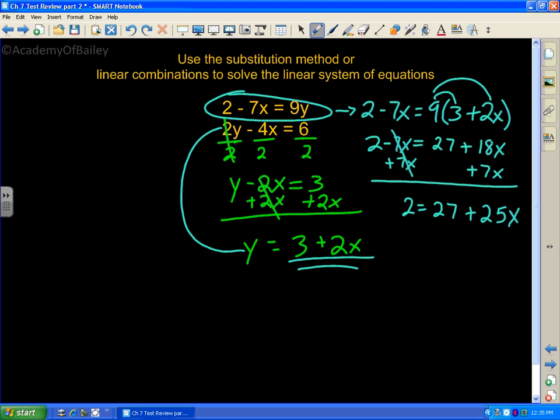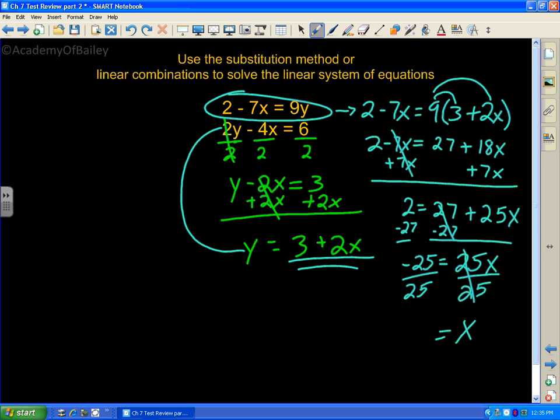And then how do we get x by itself? We have to subtract 27 from both sides of the equal sign. So negative 25 is equal to 25x. And divide both sides by 25. So therefore, x should equal 25 divided by 25 is 1, and a negative divided by a positive is a negative. So x is negative 1. So that's what we put there for x, negative 1.